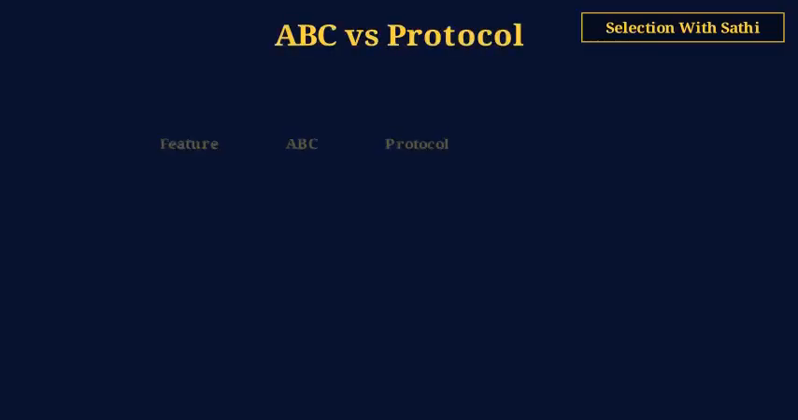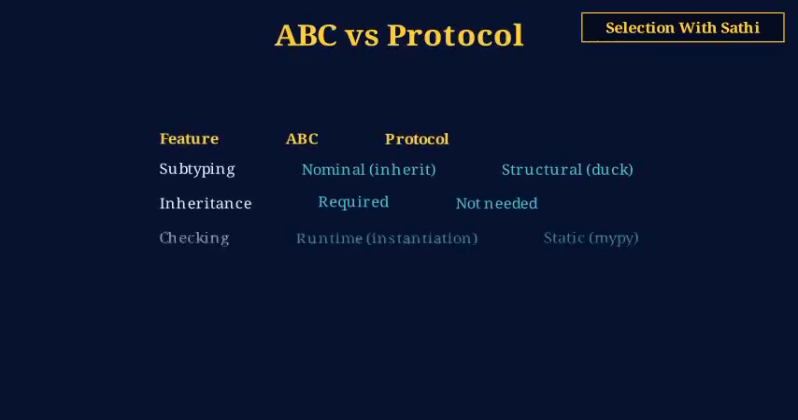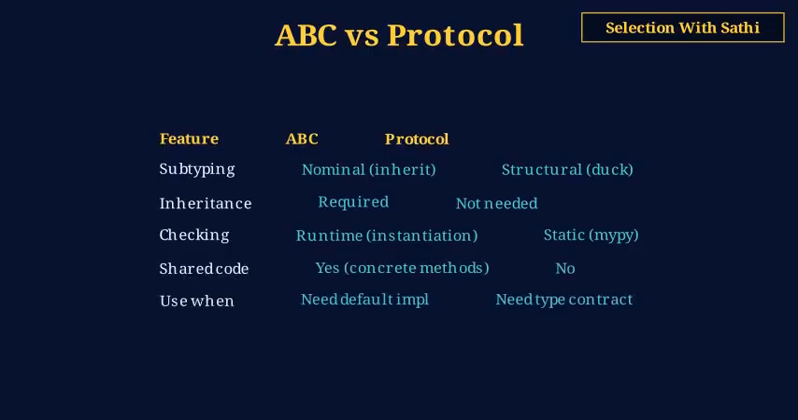Let's compare ABC versus protocol side by side. ABC uses nominal subtyping. The class must explicitly inherit. Protocol uses structural subtyping. Just having the methods is enough. ABCs enforce at runtime during instantiation. Protocols check at static analysis time. Use ABC when you want shared implementation or state. Use protocol when you care about behavior, not class lineage.